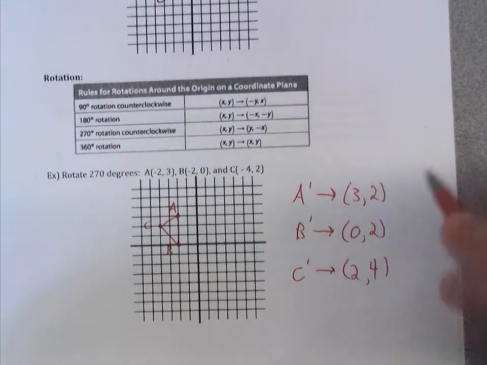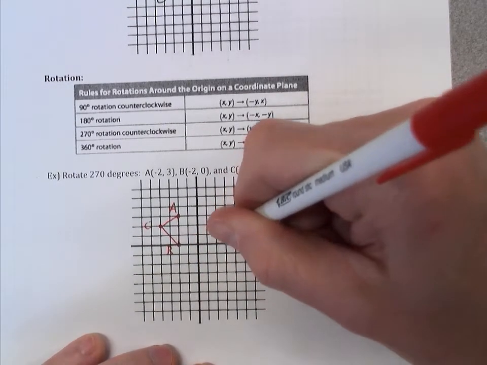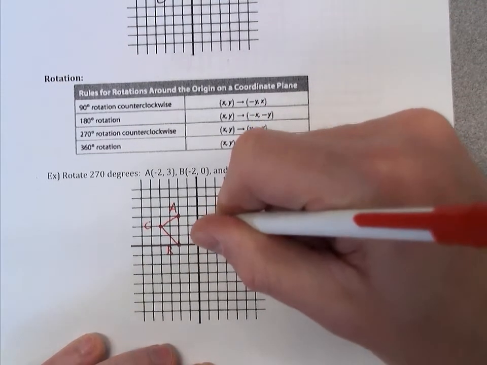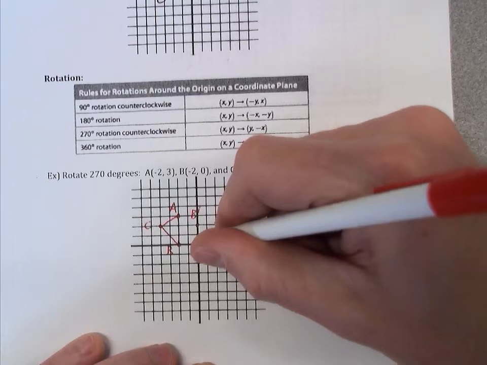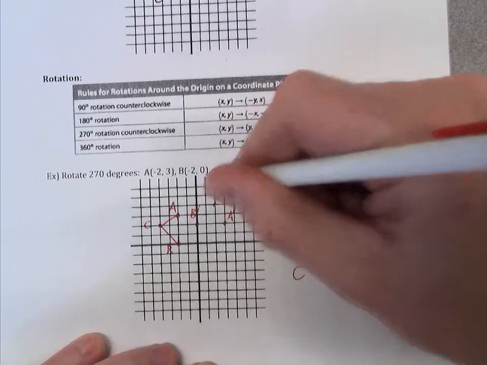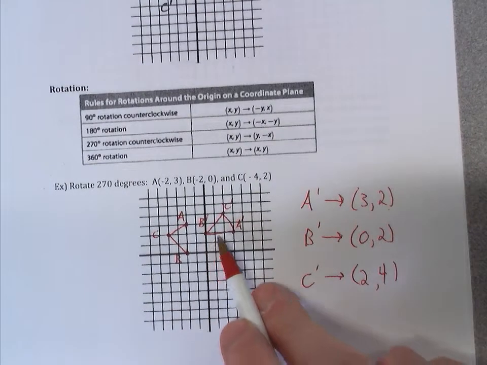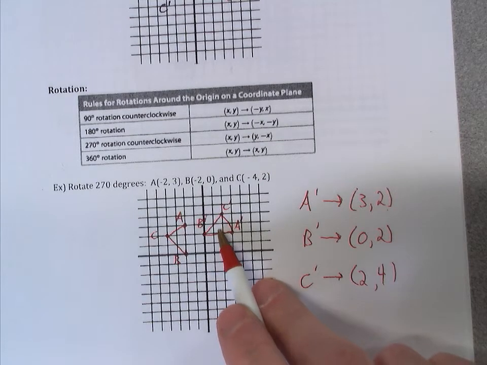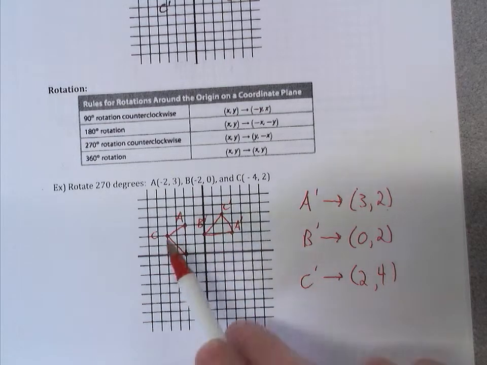And so now we can build this new image. Our new A is going to be 3, 2. 1, 2, 3, 1, 2. There's A'. B' is going to be 0, 2, with the little apostrophe by it. And then C' is going to be 2, 4. 1, 2, 1, 2, 3, 4. And then we can build our image. So this new image is the original image, and it has been rotated 270 degrees, specifically around the XY coordinate plane.